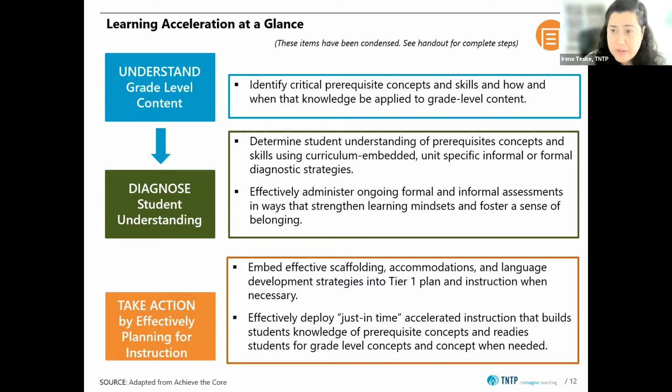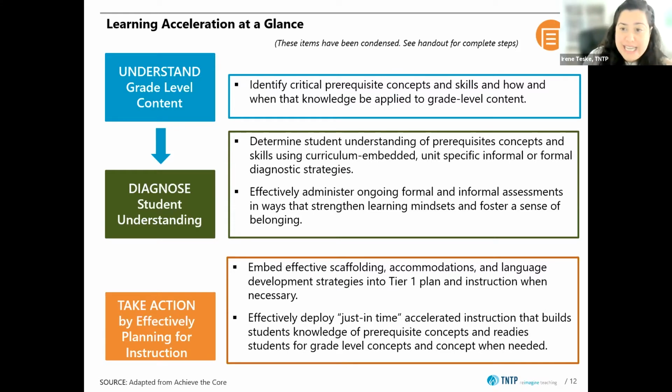Then we have diagnose. So we're diagnosing student understanding of those prerequisite concepts and skills in order to understand what do students, what do they know and what do they not understand yet. It's important to highlight here that we're not talking about those big formal diagnostics that we typically see systems across the country use at the beginning of the year. In this case, we're talking about curriculum embedded, unit specific, lesson specific diagnostics and daily formative assessments.